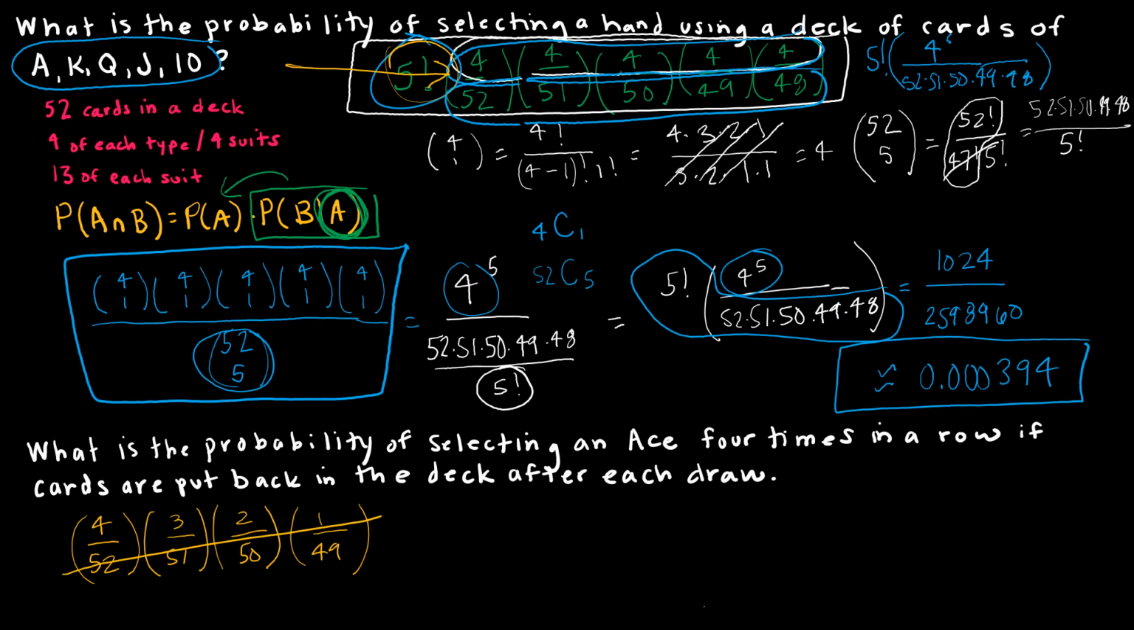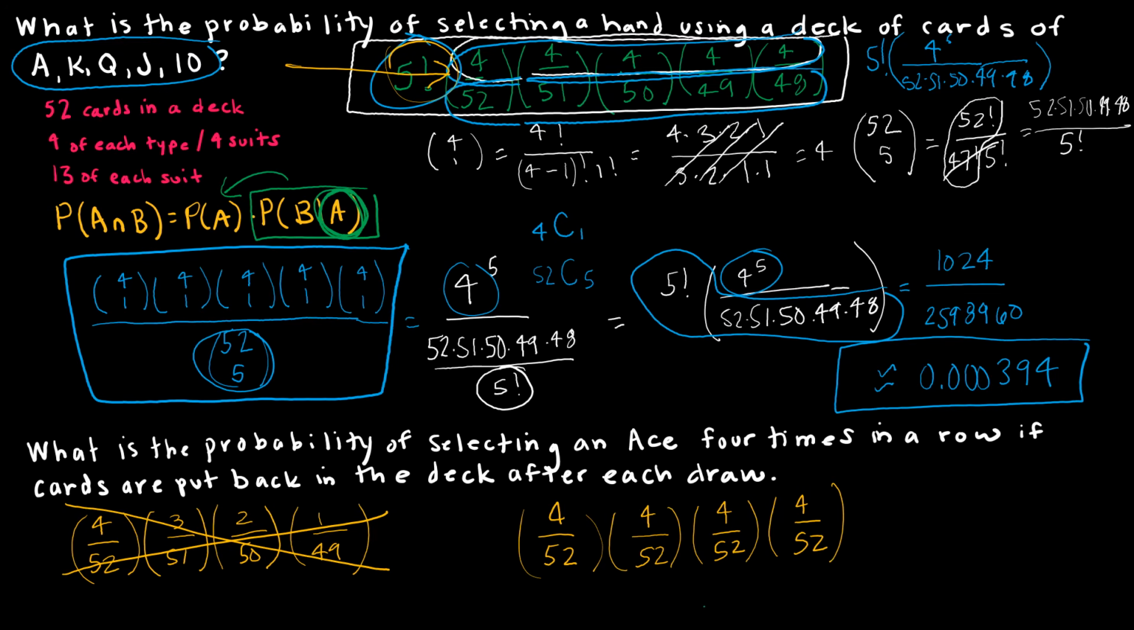Now, that's not what they're asking, though. They're saying if the cards were put back in, well, then it would be 4 out of 52, and then I put the card back in, so there's still 4 aces out of 52 cards, and then there's still 4 aces out of 52 cards, and then there's still 4 aces out of 52 cards. So it's really just 4 over 52, or 1 out of 13, to the 4th power, which is approximately 0.000035.